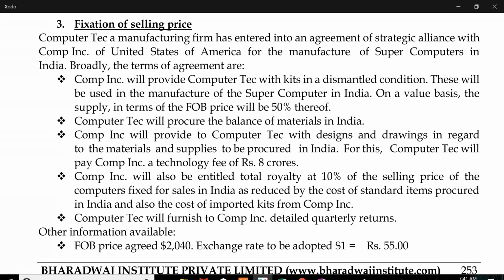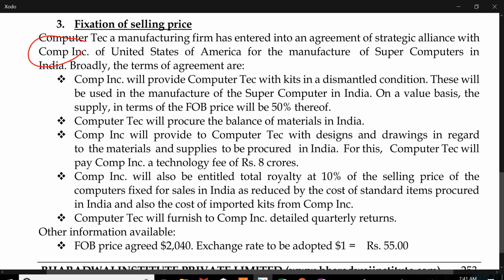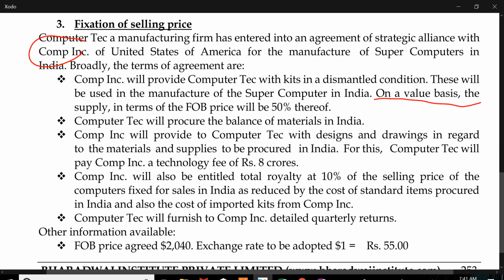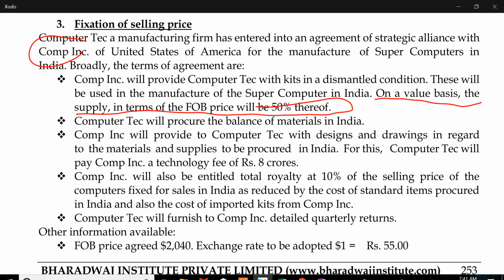Now coming to this question, Computer Tech, a manufacturing company, has entered into an agreement of strategic alliance with Compinc of USA. So Computer Tech is, I think, the Indian company and Compinc is the US company. Compinc will provide Computer Tech with kits in dismantled condition. These kits will be used in the manufacture of supercomputers in India on a value basis. The price which has been fixed for the dismantled kit is 50% of the FOB price. Computer Tech will procure the balance of materials in India.